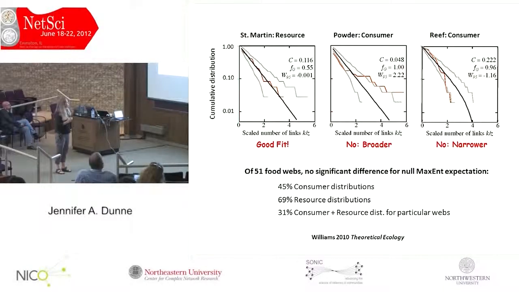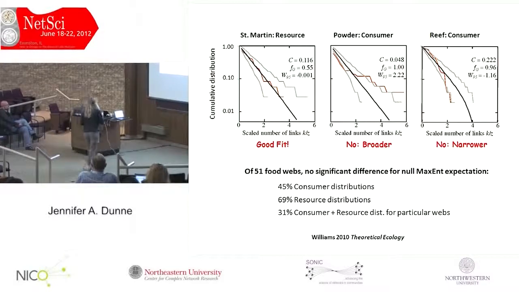There's no deviation between the empirical data and the maxent expectation. In these two food webs, consumer distribution and another consumer distribution, you see that the empirical distribution is wider than expected from the maxent, and here it's narrower. Overall, across these food webs, in about half the cases you see no significant difference from a maxent expectation. So this provides potentially one type of null model, and for the other 50% of the food web distributions, we can start to try to understand what's pushing things away from that maxent expectation.